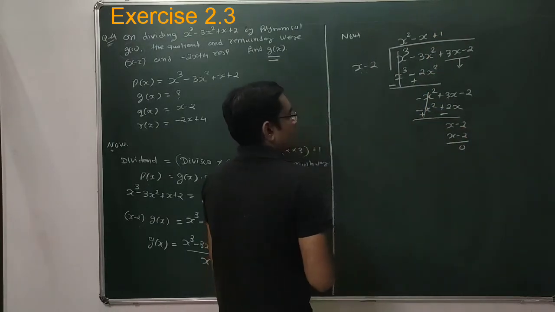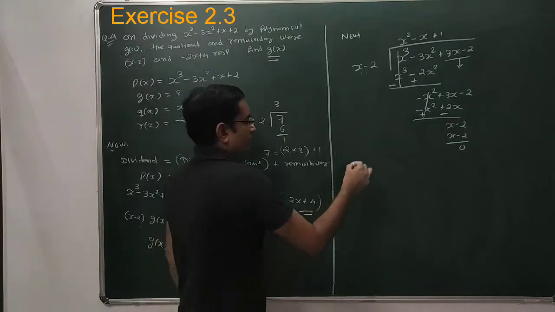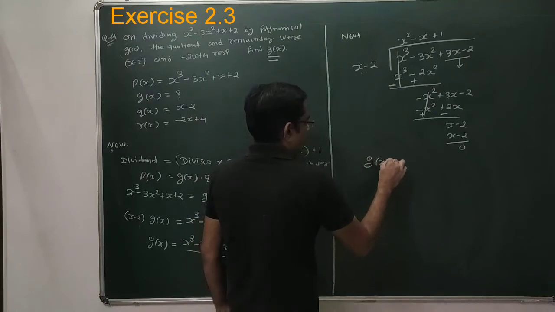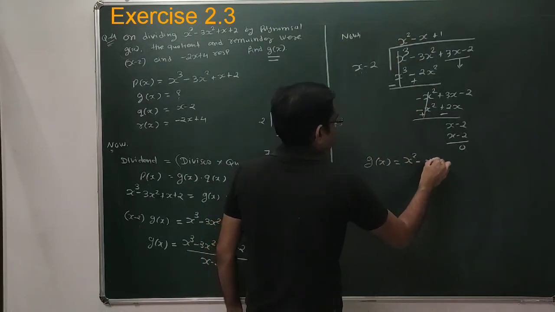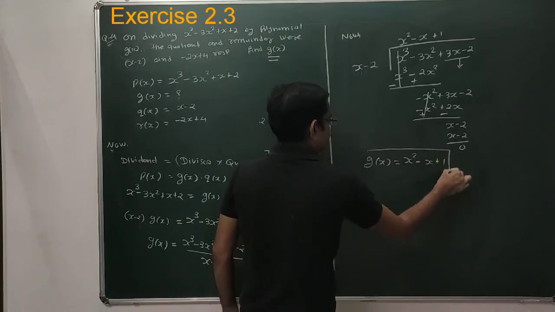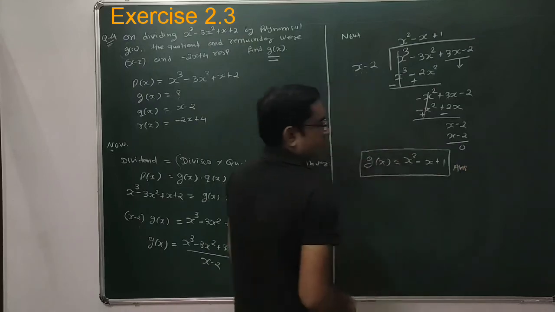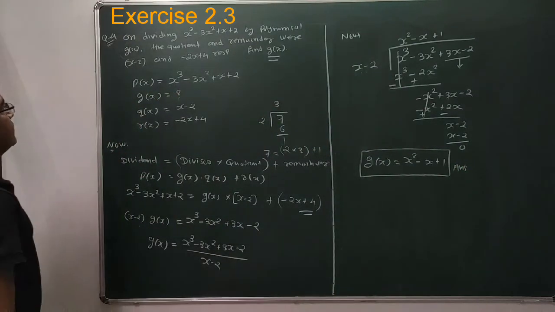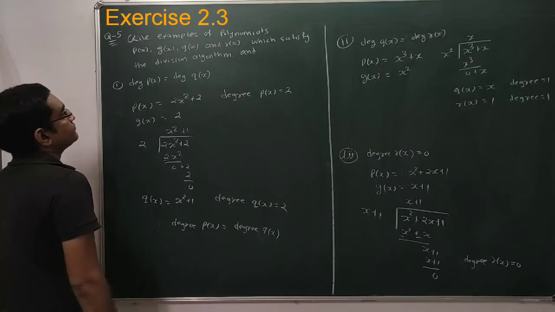Remainder is 0. So what is the division of these two polynomials? We are getting one quotient, which is nothing but our g of x. It's x square minus x plus 1 is our answer. Clear, students? So this is your question number 4. So pause the video.